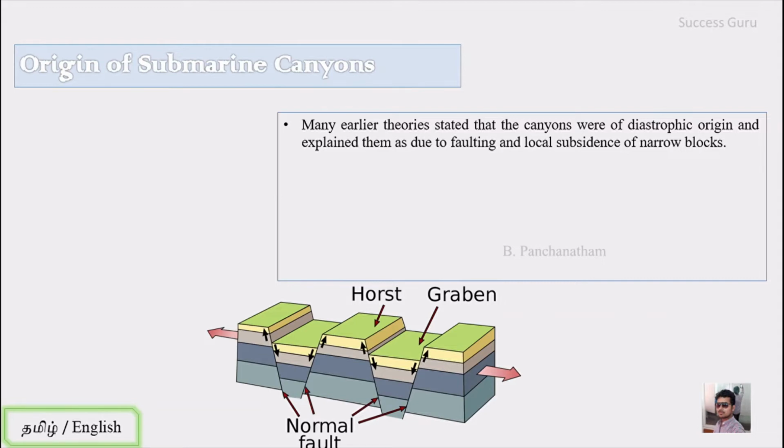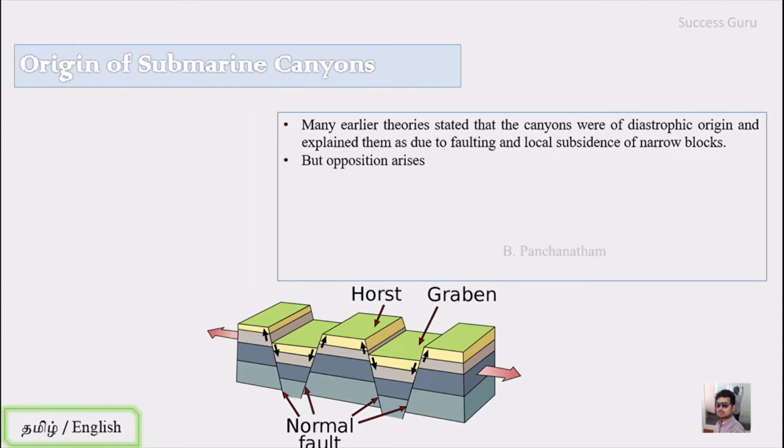So when we were discussing faults, like types of fault, we discussed that in the extension region, due to gravity, there will be faulting that will form the graben and horst, right? And the horst, that is the raised portion, will look like a ridge, and the depressed portion, that is the graben, will resemble a valley. And as you know, this graben may form a valley, just like our Narmada and Tapi rivers that flow in this type of fault valley, right? So this was considered to be the reason for the formation of the submarine canyon also, right?